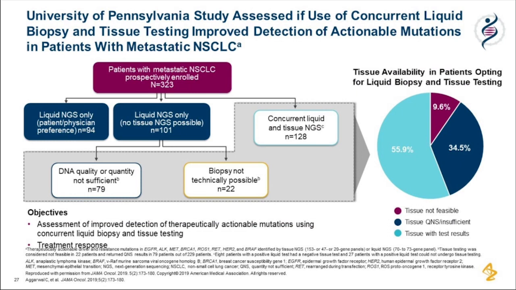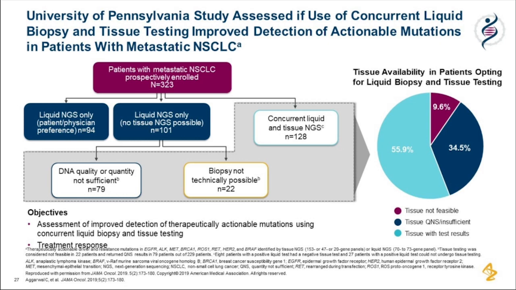Now, the University of Pennsylvania study assessed if concurrent liquid biopsy and tissue testing improved detection of actionable mutations. So they had 3 cohorts. There was one cohort that was liquid NGS only, by patient and physician preference. They had liquid only, no tissue NGS possible. And then they had concurrent tissue NGS. And so it's concurrent liquid and tissue next-gen sequencing.